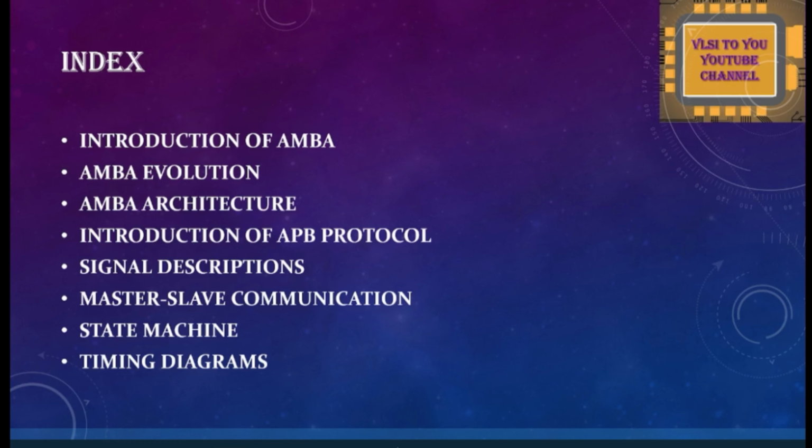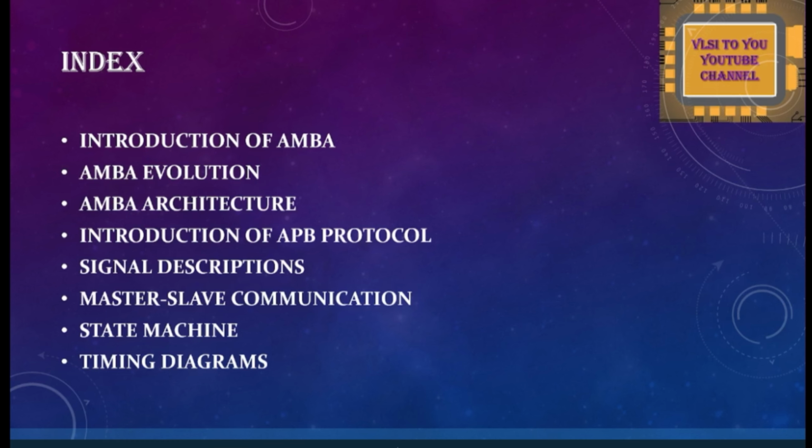In this session, we are going to learn these topics: the introduction to AMBA, which we have just done, then AMBA evolution, meaning the versions that were introduced, which we will discuss, and then AMBA architecture. Then we will introduce the APB protocol, and within it the three important topics you are going to learn are signal descriptions, the state machines, and the timing diagram. So these three are important.